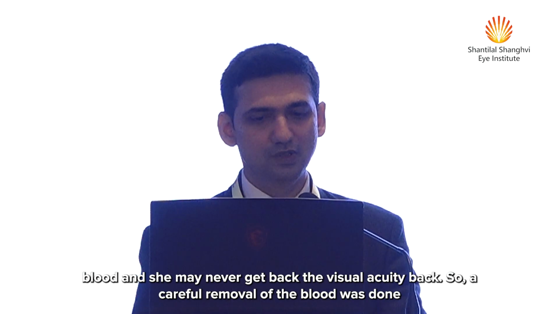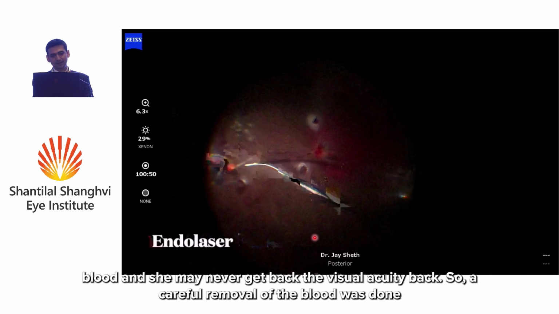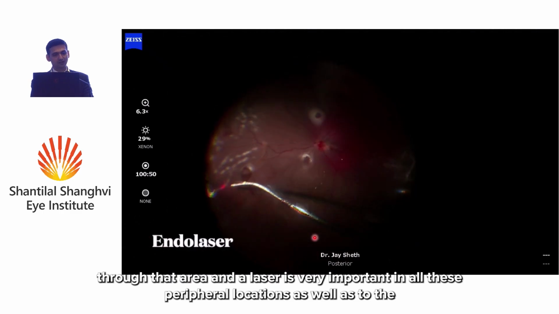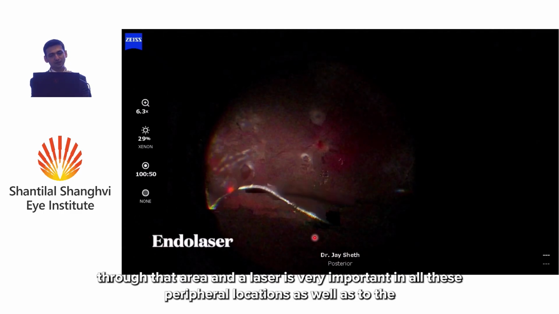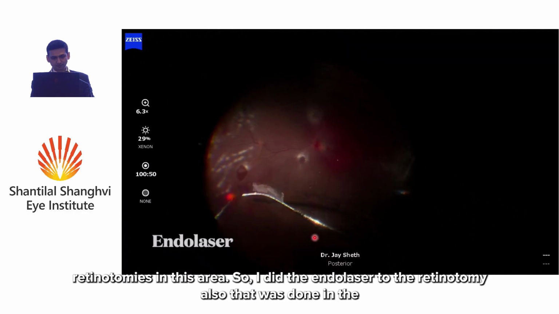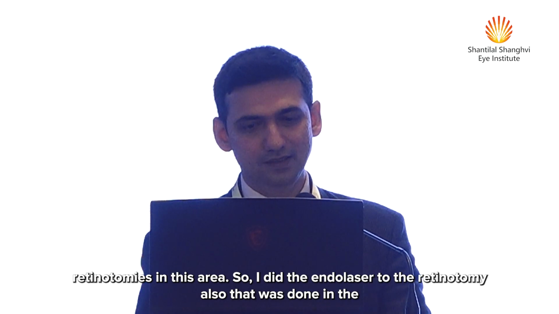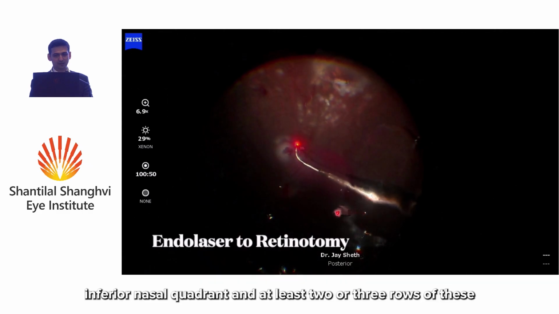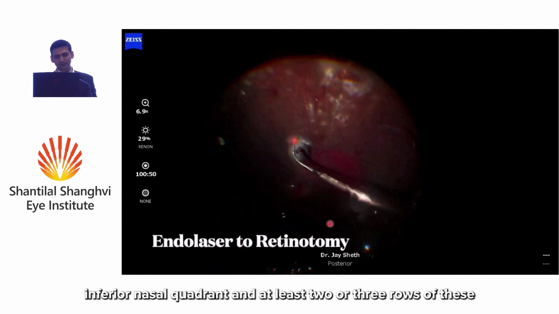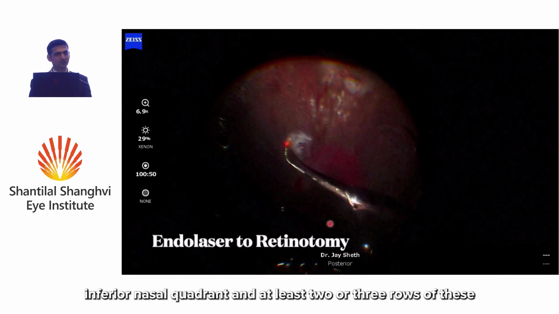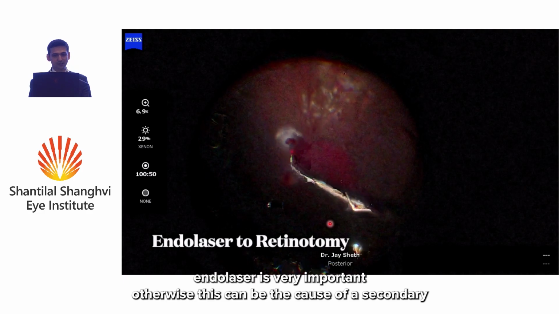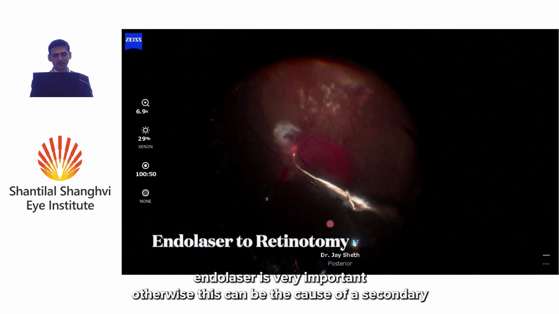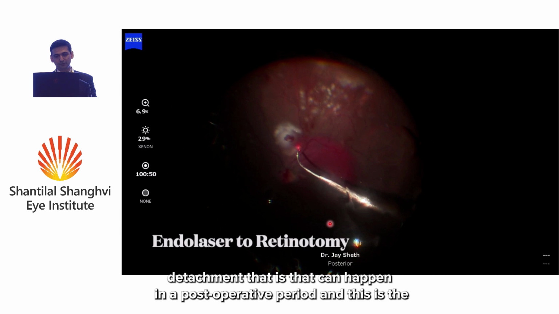A careful removal of the blood was done through that area, and laser is very important in all these peripheral locations as well as to the retinotomies. I did endolaser to the retinotomy that was done in the inferior nasal quadrant. At least 2 or 3 rows of endolaser are very important. Otherwise, this can cause a secondary detachment in the post-operative period.